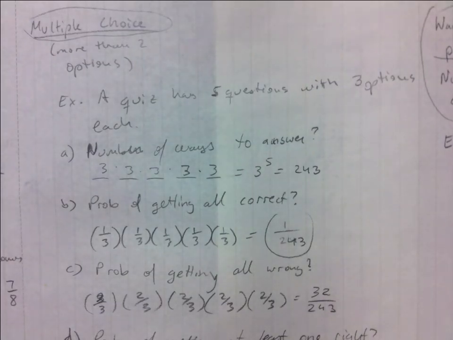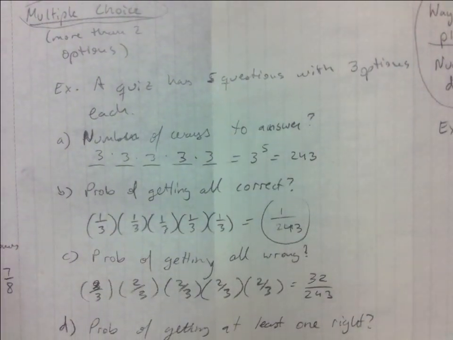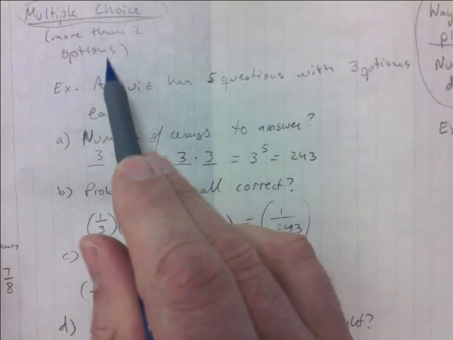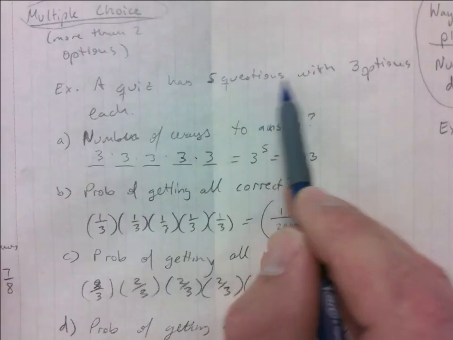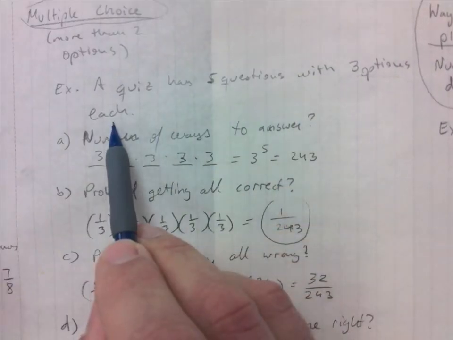A multiple choice scenario. It's similar to true and false, but there you only have two options every time. In multiple choice, you have more than two options generally, and a tree diagram is very, very tedious, very cumbersome, so don't try that. So I call this more than two options. A quiz, for example, has 5 questions with 3 options for each question.